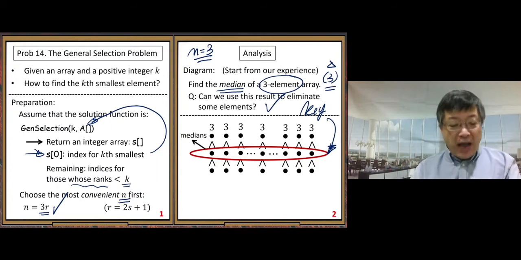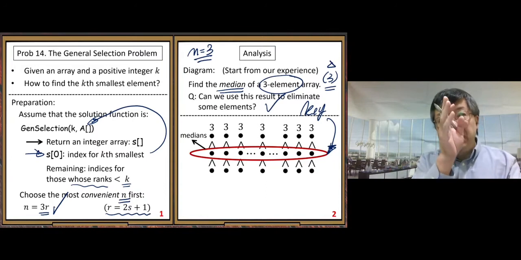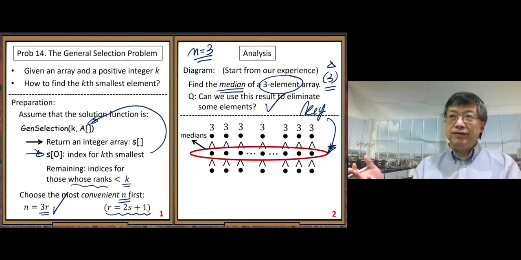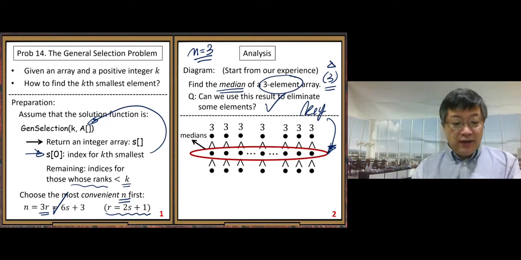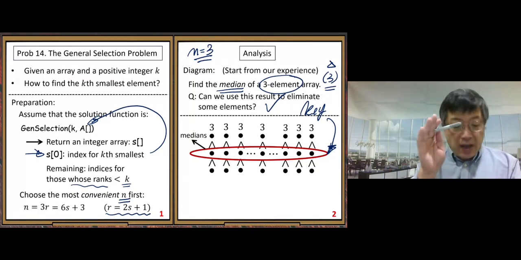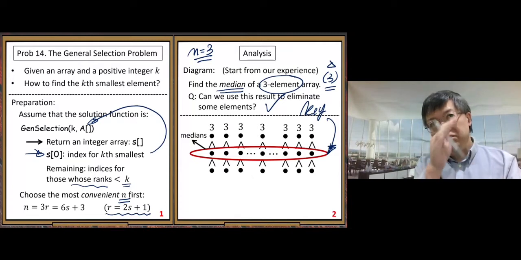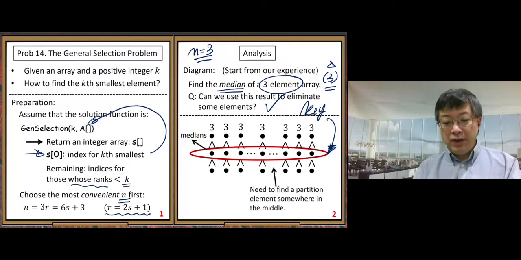In order to do that, we choose R to be an odd number, because in that way, the median is right in the middle. Very convenient. So we can assume that. Then we know n equals 6s plus 3. Now, in our calculation, we will use this new expression.